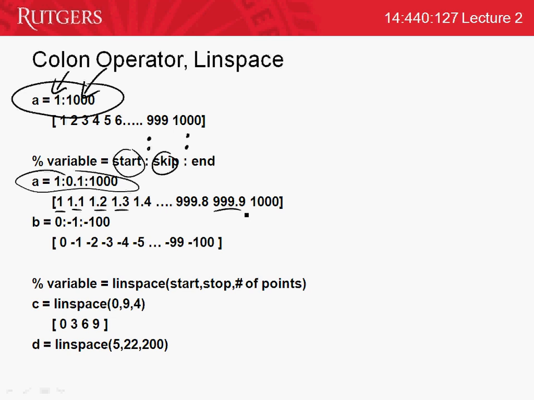Great. We can also skip by negative numbers. So if we wanted a vector where the numbers descend, we could do this. Go from 0 to negative 100, skipping by negative 1 each time. And that creates the following vector. 0, negative 1, negative 2, negative 3, all the way down to negative 100. So that's the colon operator. You use that when you want to create a vector and you know how much to skip by between each element.